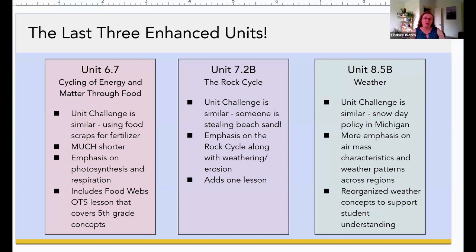And then the last revised unit is 8-5B. It's on weather. We kept that engaging unit challenge scenario about the snow day policy in Michigan, arguing you can't just have 2 snow days because there's such a wide variety of weather that happens, particularly in Michigan. But there's more emphasis on air mass characteristics, setting that foundation for how weather happens and how weather patterns are created. We also reorganized the lesson order to help support student understanding a little better.